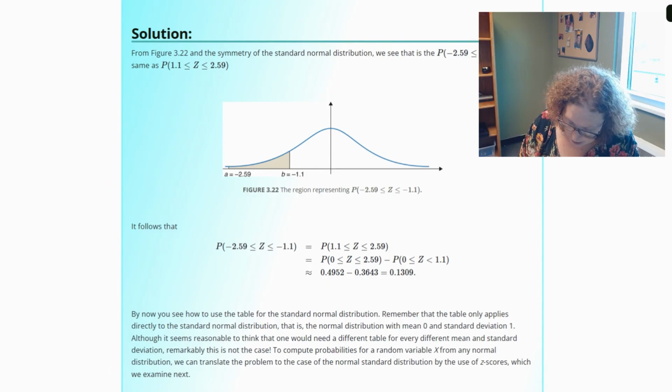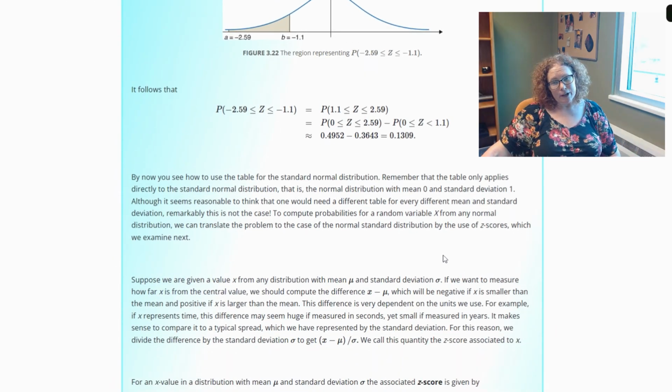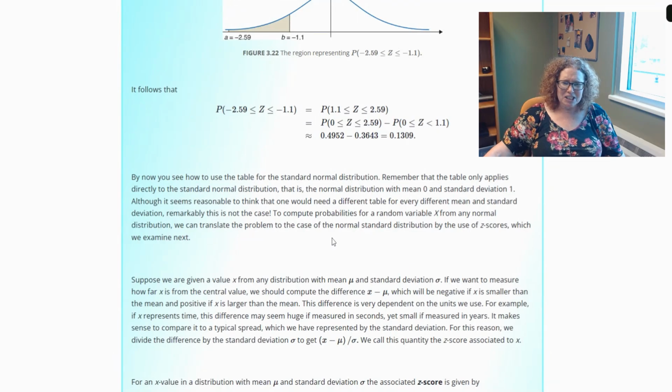If you did 2.59, it's 0.4952. And if you looked at 1.1, it would be 0.3643. So your answer would be 0.1309. Okay, so remember, we are looking at points. This is a standard normal distribution, so the mean is 0 and the standard deviation is 1. And that's why these work, because we do them in that way.